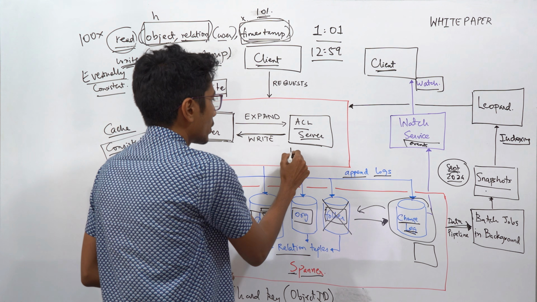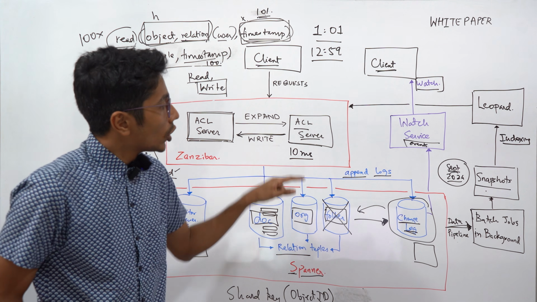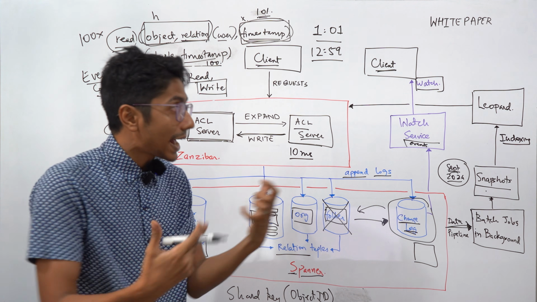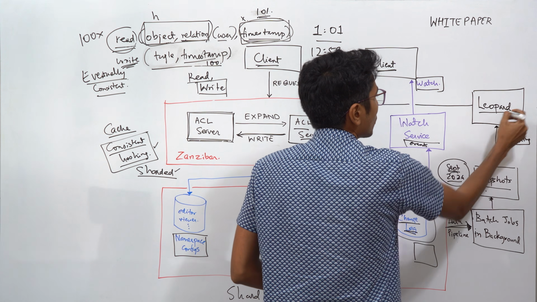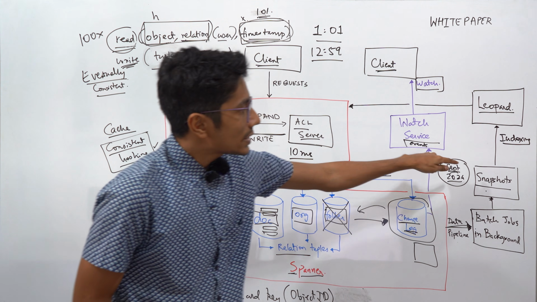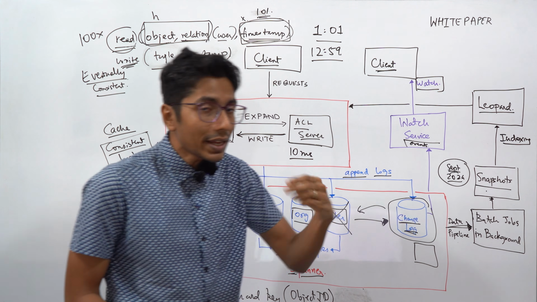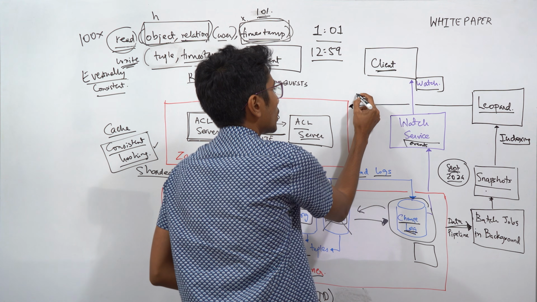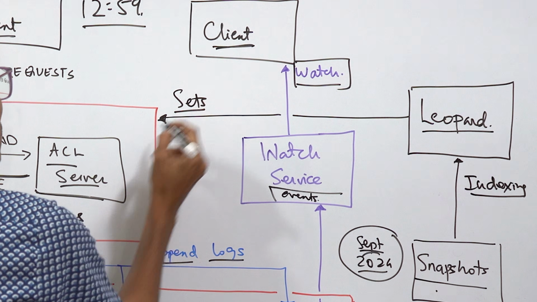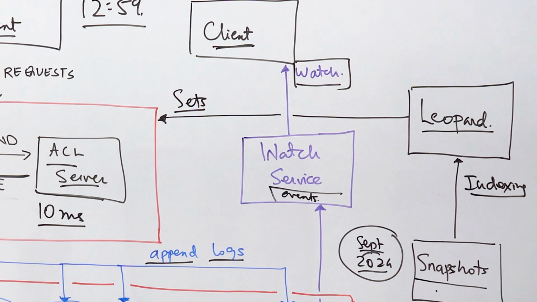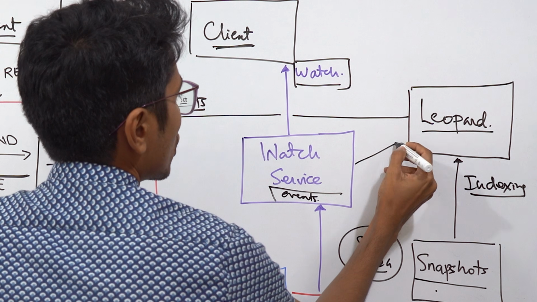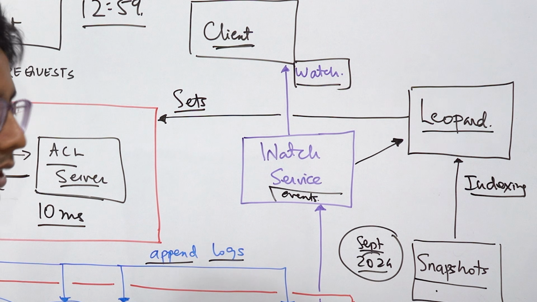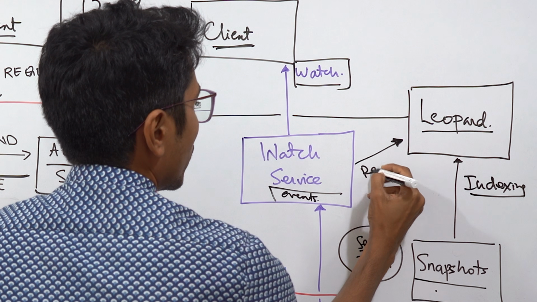And since you want to answer requests in less than 10 milliseconds, you want to pre-compute the groups, pre-compute the user sets as much as you can using a system called Leopard. Now this uses snapshots to pre-compute frequently accessed groups and sends those computations or user sets to Zanzibar. It also partly uses the watcher service so that it gets real-time updates. This is a background job which runs periodically like a cron, and this is real-time.